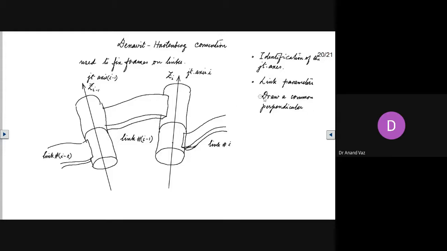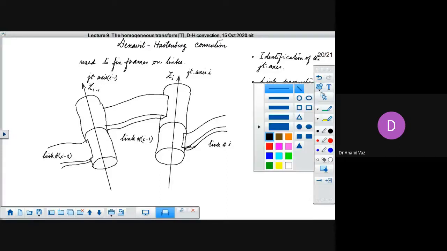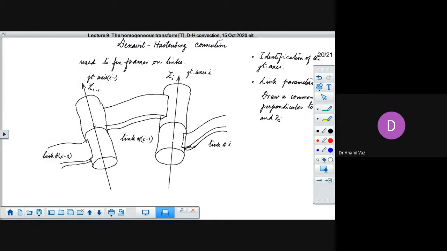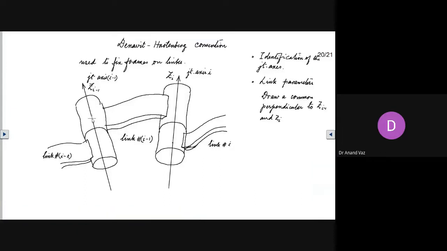This common perpendicular to Z i minus 1 and Z i, because we are interested in determining the distance between them. If these two axes are skew, then only one common perpendicular is possible. So first of all, let us draw this common perpendicular. Let us draw a line which will appear to be perpendicular. Now, it's tough to show it on a two-dimensional figure, but I'll just make an attempt.